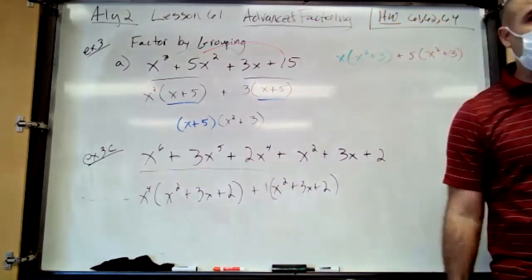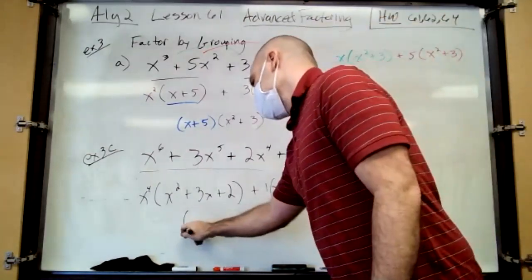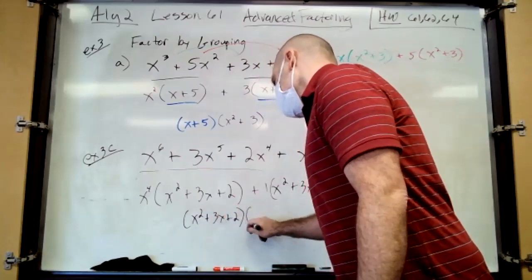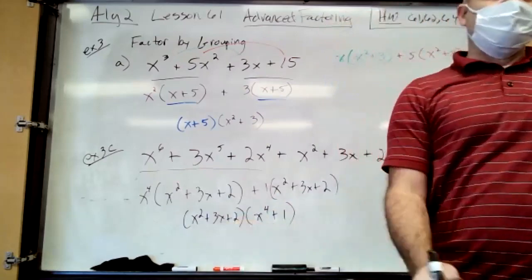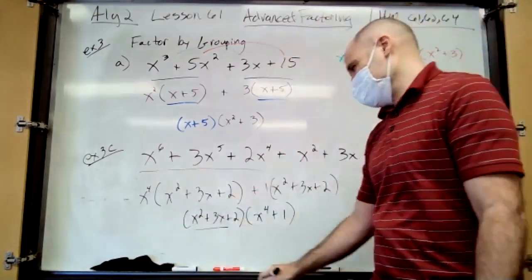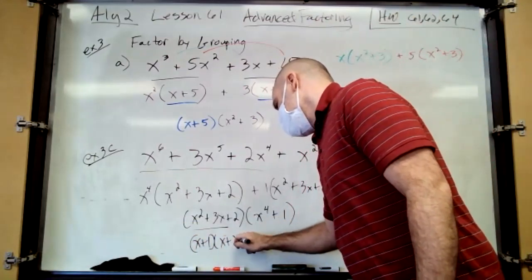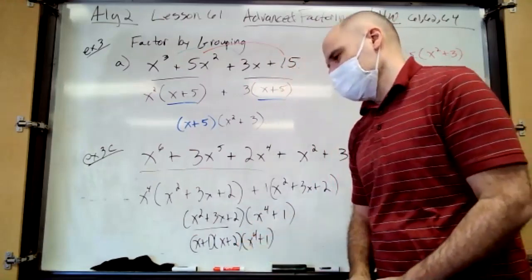So technically that's a 1 there, right? So when I factor out that big guy, x squared plus 3x plus 2, I'm left with an x to the 4th plus 1. Are you done? No, you can factor that. That's just x plus 1, x plus 2 times this guy, x to the 4th plus 1.